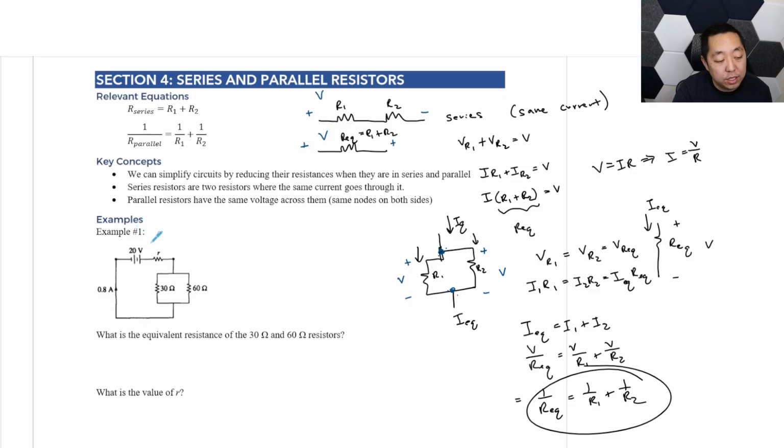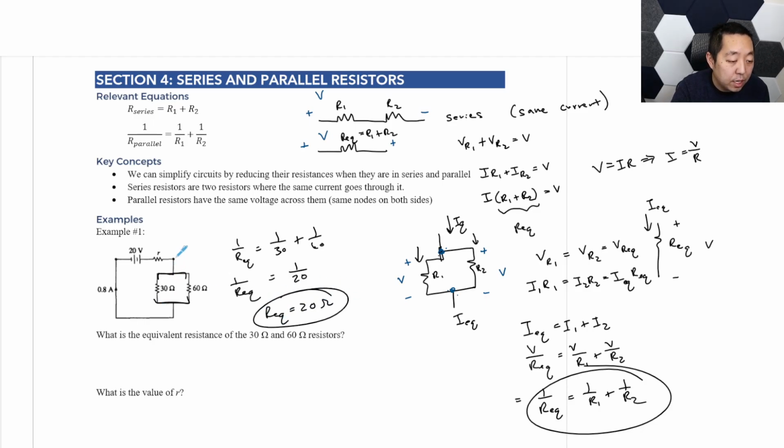So let's take a look at this example. We have a circuit here. What is the equivalent resistance of the 30 ohm and 60 ohm resistor? Well, in this case, they're parallel because the two ends are connected to each other, right? So 1 over R equivalent is going to be 1 over 30 plus 1 over 60. You can use your calculator for this. 1 over 30 plus 1 over 60, and I get 1 over 20. My calculator does fractions. Then you just flip it, so the R equivalent is 20 ohms.